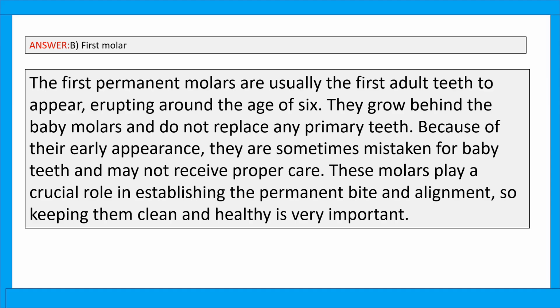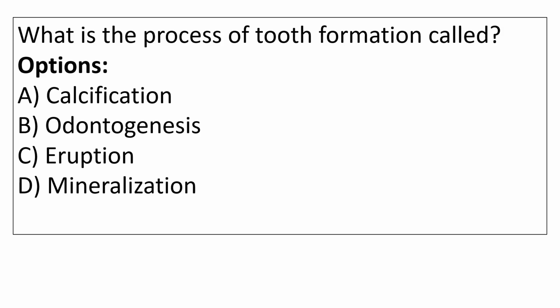The first permanent molars are usually the first adult teeth to appear, erupting around the age of 6. They grow behind the baby molars and do not replace any primary teeth. Because of this early appearance, they are sometimes mistaken for baby teeth and may not receive proper care. These molars play a crucial role in establishing the permanent bite and alignment, so keeping them clean and healthy is very important.